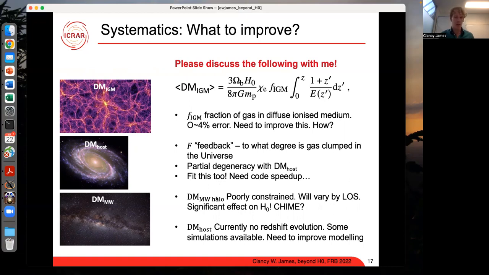Perhaps the most relevant one is the contribution to dispersion measure of the Milky Way halo. This is poorly constrained. It will vary by line of sight and has a significant effect on H0. Maybe CHIME will tell us something more about this at this conference. And finally, the DM host contribution: there's currently no redshift evolution of this baked in. Some simulations are available and we therefore need to improve the modeling.